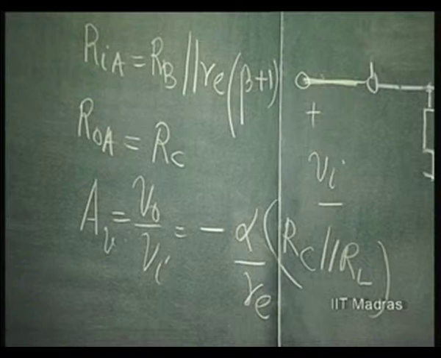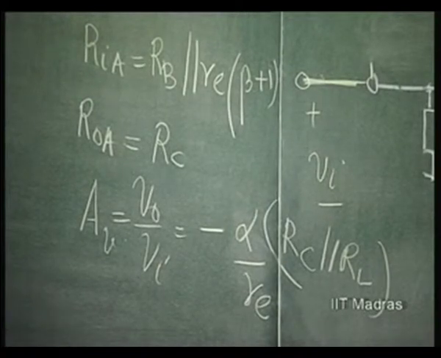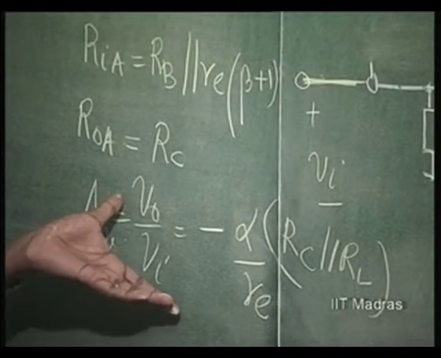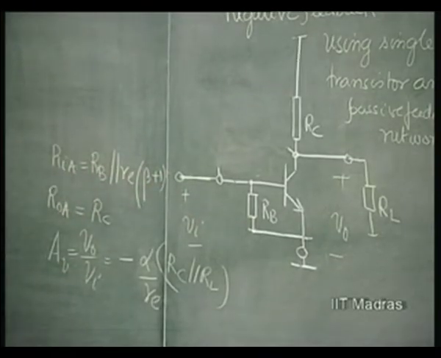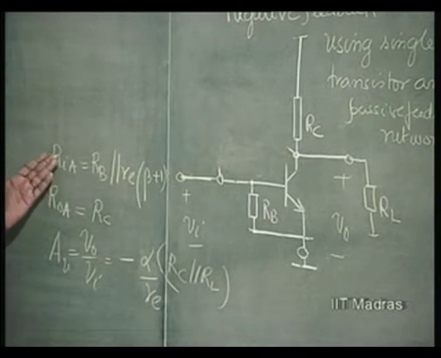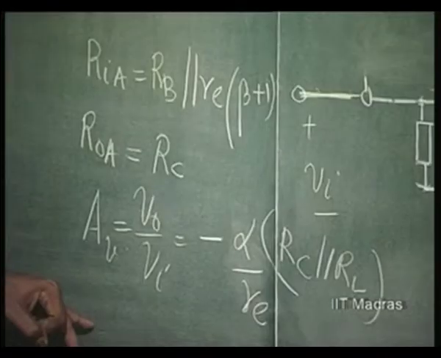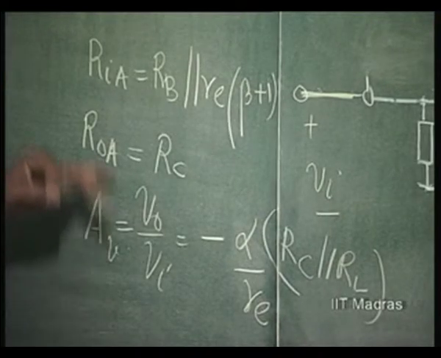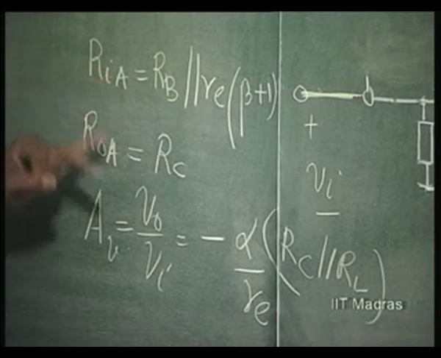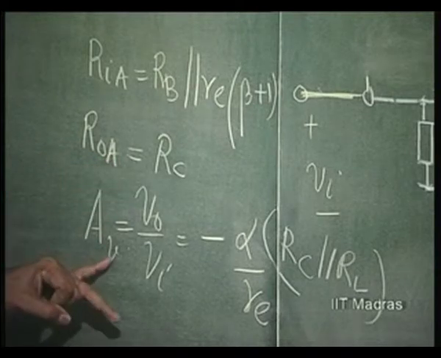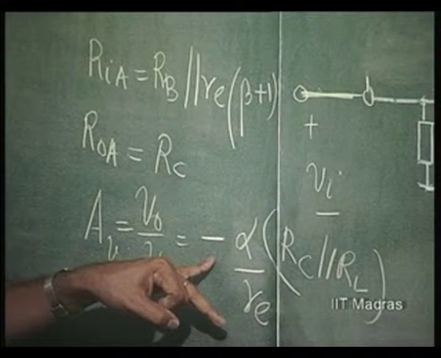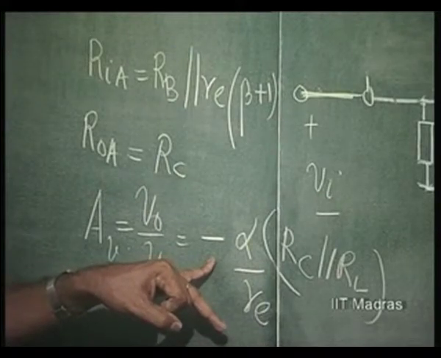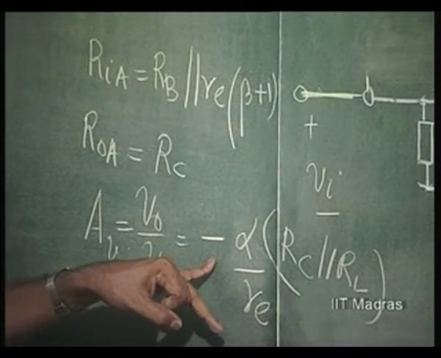So, we also know now all the parameters associated with the amplifier without feedback. Just as in the earlier case, I gave you the input impedance, output impedance and open circuit voltage gain. Here also I am giving you input impedance, output impedance and open circuit voltage gain. The only difference between example 1 and this is that here it is having inversion, and in the earlier example the gain was without inversion.